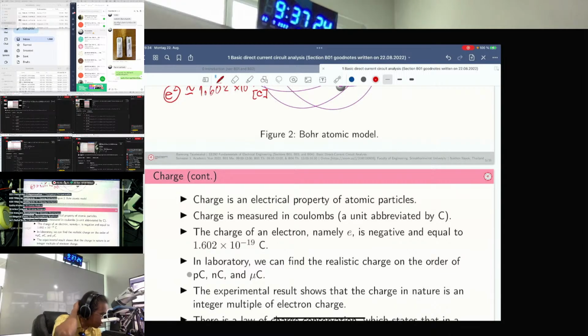Picocoulomb, or what is the order of that? Pico is on the order of 10 to negative 12, right? Pico is on the order of 10 to negative 12. And nano is on the order of 10 to negative 9, right? And mu or micro is on the order of 10 to negative 6, right?